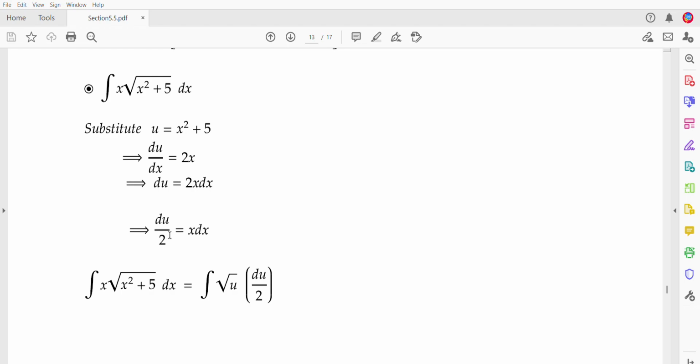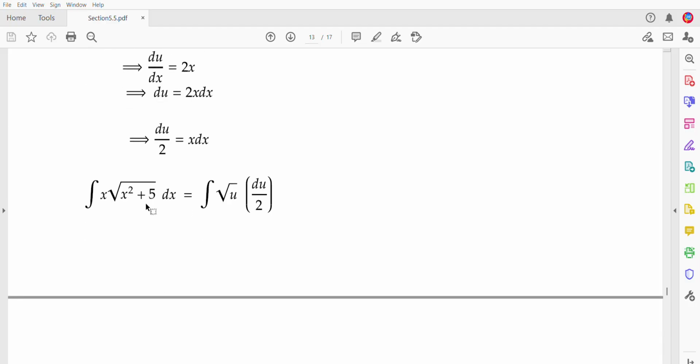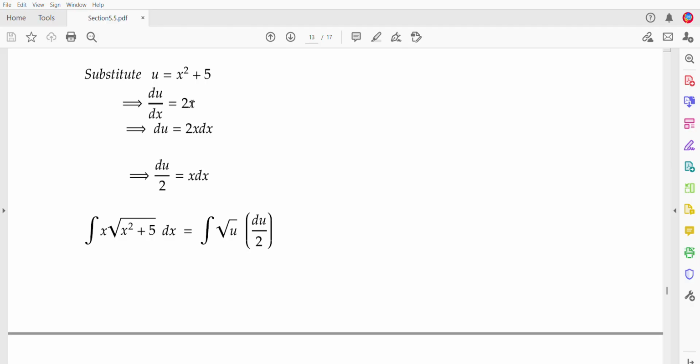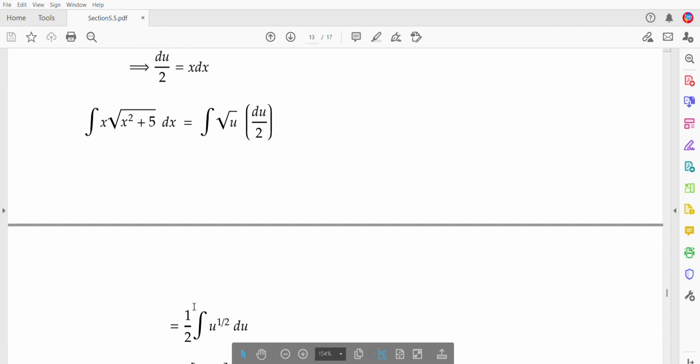So I did not bring the x down because of that x. You could have brought it down and cancelled it or left it. That's fine. So your original question now changes. x squared plus 5 is u. This x dx is du over 2. Okay? Get the 2 outside, u to the half du.